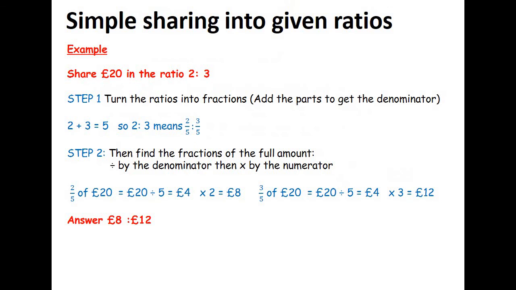Okay, so once you've got your answer, the £20 shared in the ratio 2 to 3 is £8 to £12. You write it in ratio form. So you write your answer in ratio form, okay, unless you're asked for just one part of it.